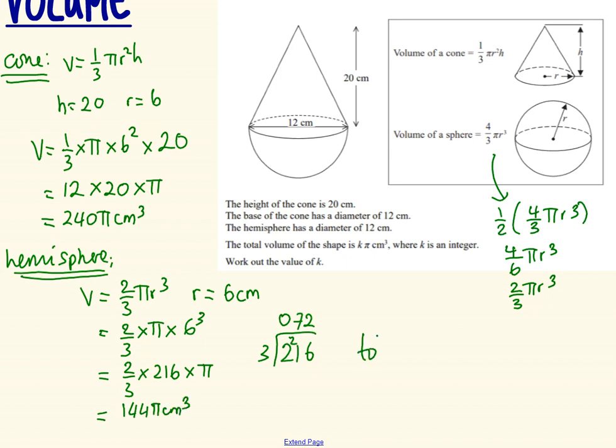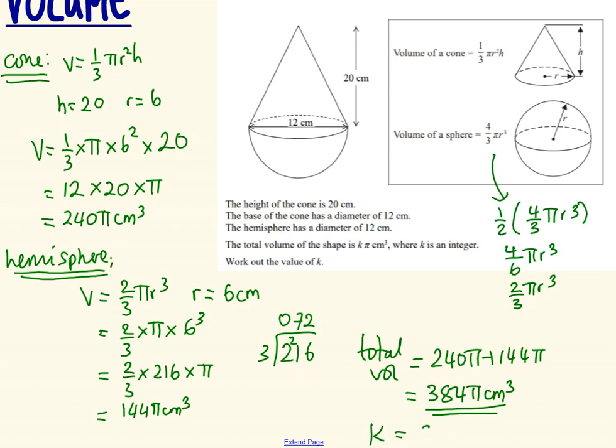So the total volume is the cone plus the hemisphere. So 240 pi plus 144 pi. So altogether, that's 384 pi centimetres cubed. The question wants to know what k is, so k is 384.